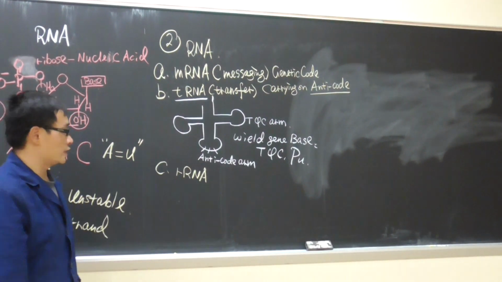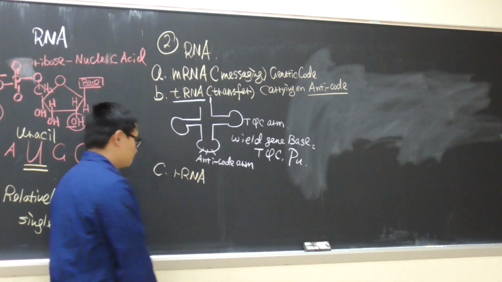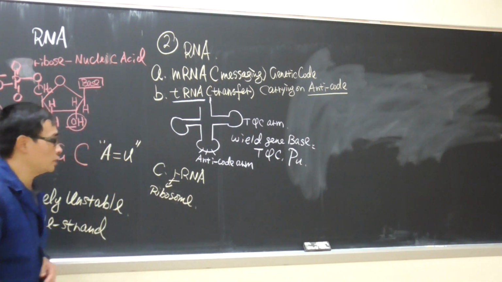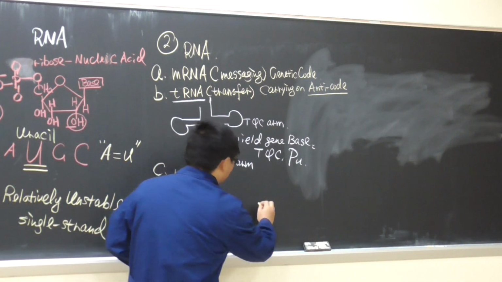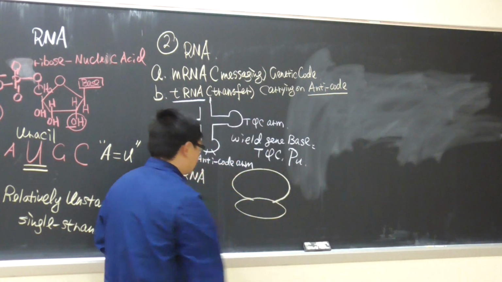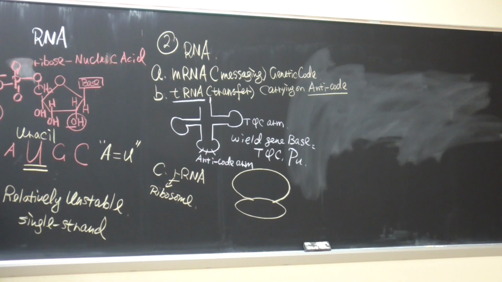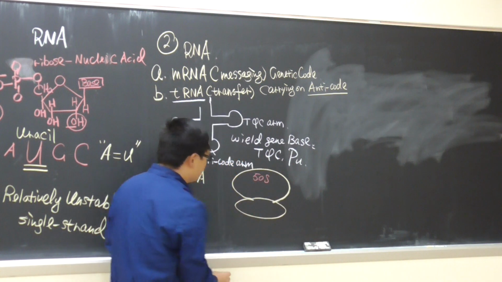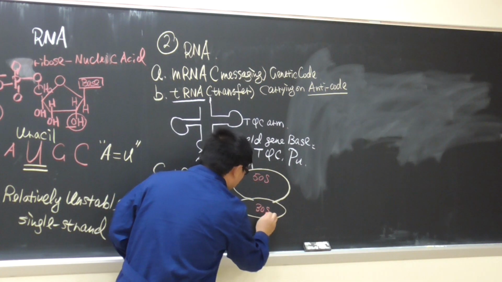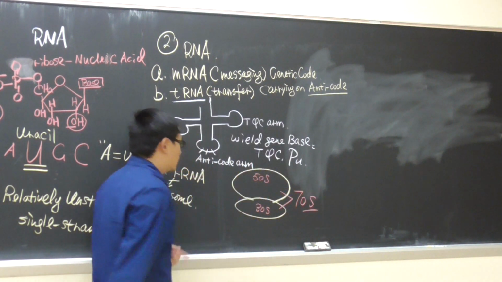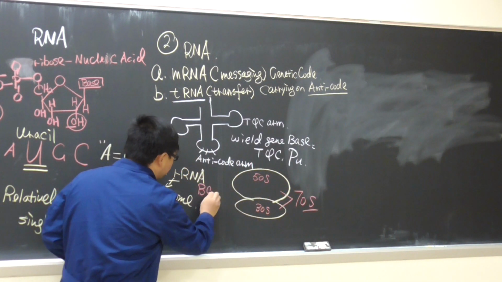Okay, what is ribosomal RNA? What is rRNA? R means ribosome. Okay, we want to talk about this. What is it going to look like? One unit, another unit. Big unit, we call it 50S. Small unit is 30S. They add up together is 70S. Now I'm talking about the example of a bacteria.